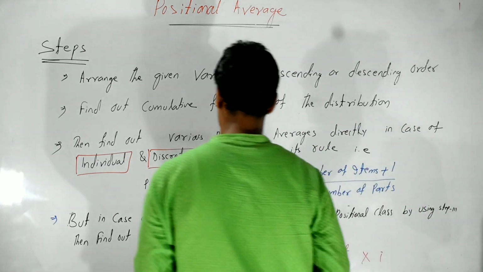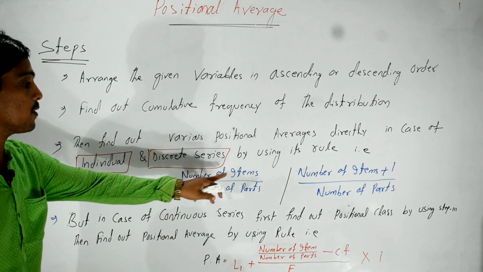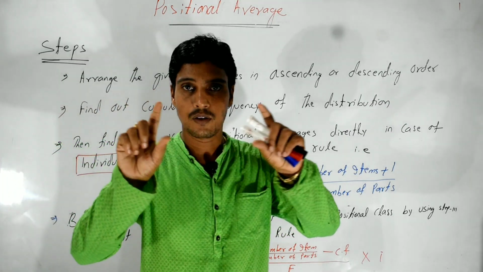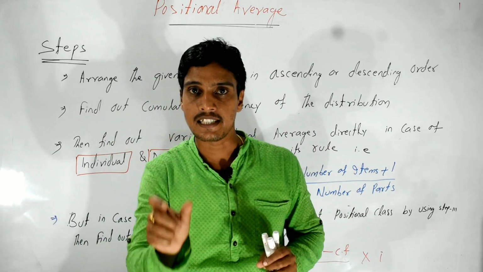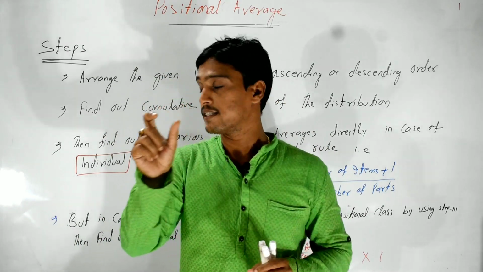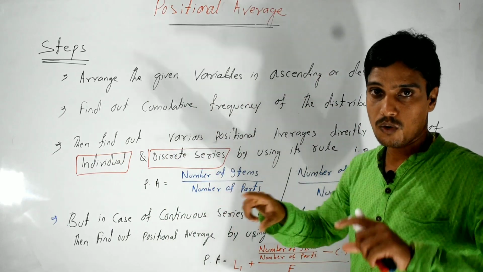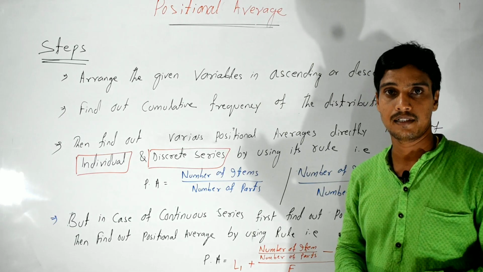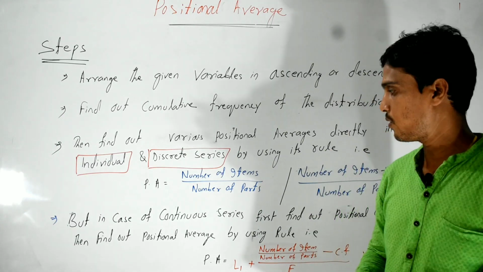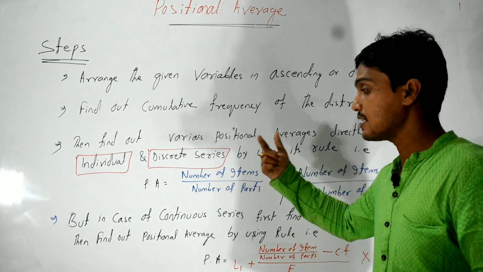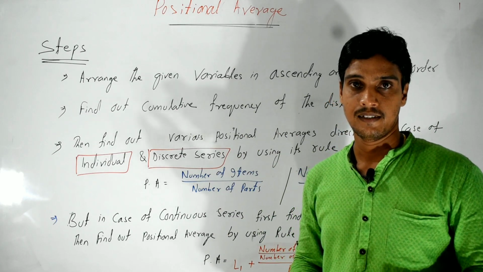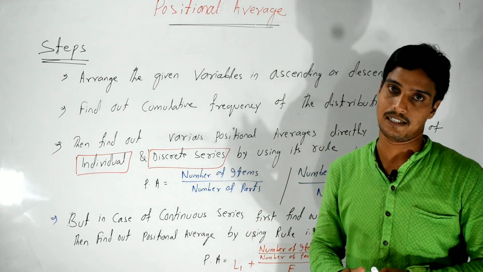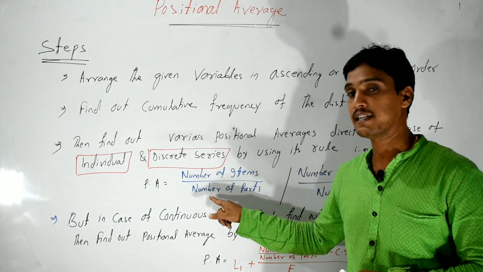So what is the meaning of number of items? That means the total frequency of the series. The total frequency of our series is called number of items, that is denoted as n. Whereas for the positional average that divides the given series into equal parts, we have to consider the number of parts here.